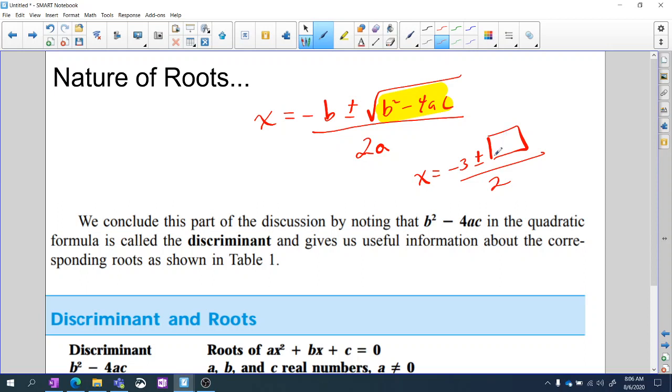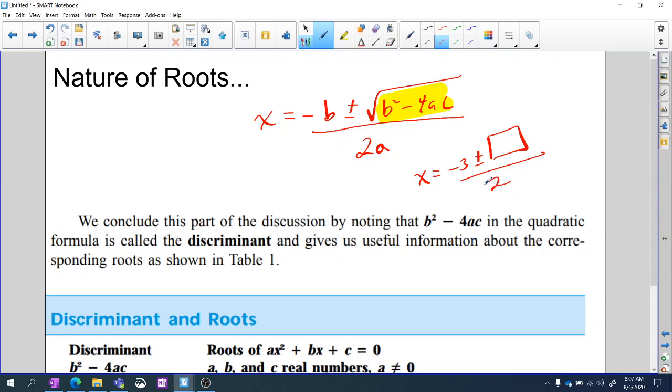The only way to get one answer would be if this number was a 0, because if you went negative 3 plus 0, and negative 3 take away 0, that's the only way you get the same answer both times. So in that situation, if you went negative 3 plus 0 and divide by 2, and then negative 3 take away 0 and divide by 2, you're going to get the same answer. Sometimes, rather than saying one answer, they'll refer to it as two equal solutions, meaning you get the same answer both times.